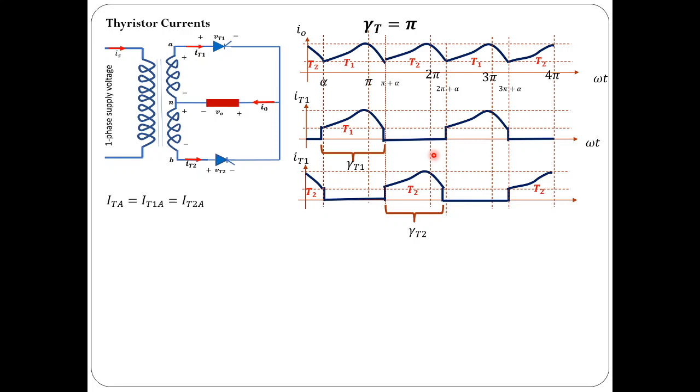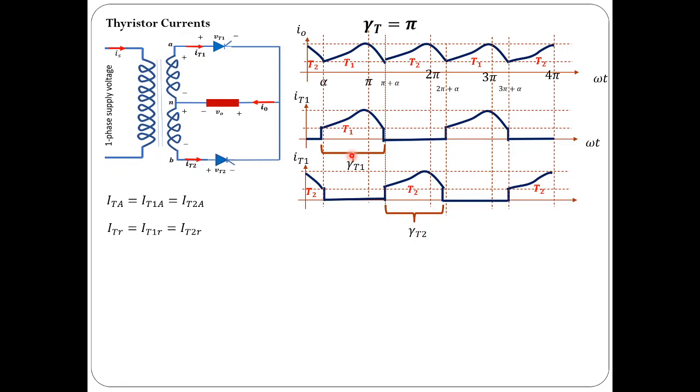Now let us try to find out the average value or RMS value of thyristor current. The average values of thyristor 1 current and thyristor 2 current are both equal. So let me indicate the average value of thyristor current by ITA, which indicates the average value of thyristor 1 and thyristor 2 currents. Similarly, the RMS values are also going to be the same, because the wave shapes are similar. They have the same conduction period, and they will have a similar wave shape during that conduction period, and they repeat every 2 pi radians.